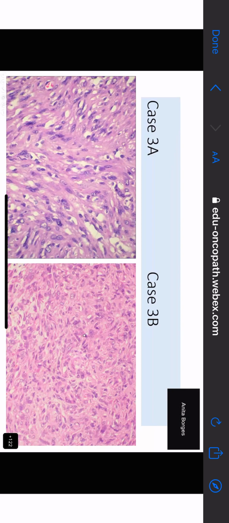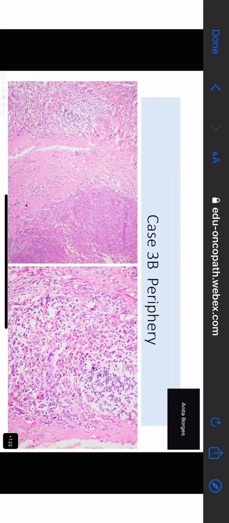Okay. Now the periphery of case 3B. What do you see at the periphery of case 3B? In case 3B, there are inflammatory cells, predominantly at the periphery, composed of lymphocytes, eosinophils, plasma cells, and some hemosiderin-laden macrophages. You see this nodule, a lymphoid nodule. There is a mixture of lymphocytes, plasma cells, eosinophils, but there is a clear lymphoid nodule. This nodular lesion at the periphery has got a lymphoid nodule.